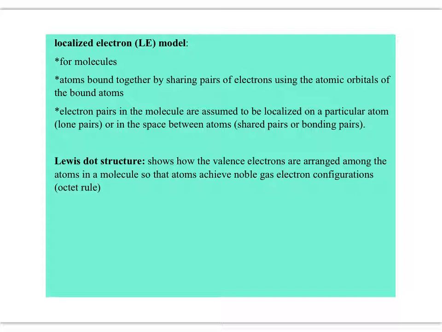So the Lewis dot structure shows the valence electrons and how they're arranged amongst the atoms in the molecule, and the idea is to have a noble gas electron configuration for all the atoms. Remember the octet rule, we kind of want to have 8 valence electrons for most atoms.